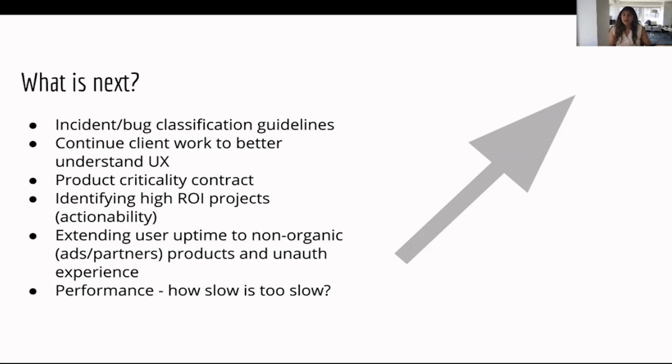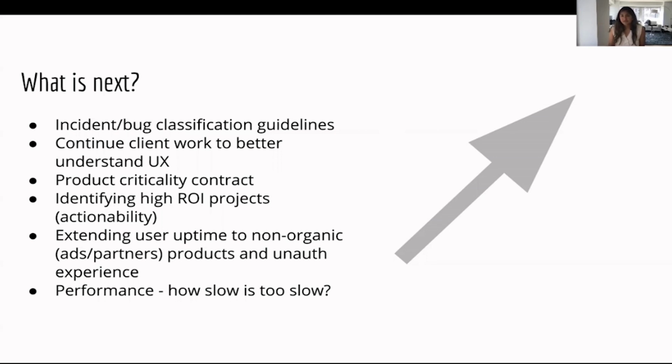I mentioned defining our product by criticality standards. So we're actually in the works of defining a contract between SRE and product in terms of those 3 levels of criticality and what the uptime or availability guarantees are for those various product flows. And so for those specific endpoints, we can set different expectations for what the SLOs are.